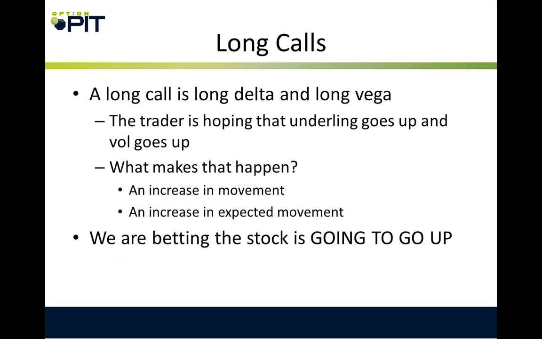So let's talk about long calls. A long call is long delta and long vega. So it's long the underlying and long exposure to implied volatility. We want fear, or the price going into an option, to increase. The trader is hoping the underlying goes up and vol goes up. So what makes that happen? An increase in movement, an increase in expected movement. You're betting on the stock going up.